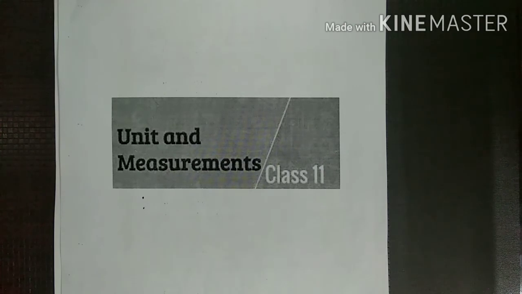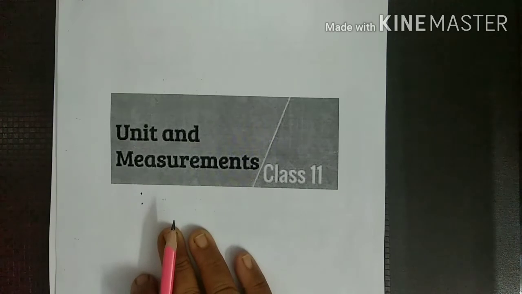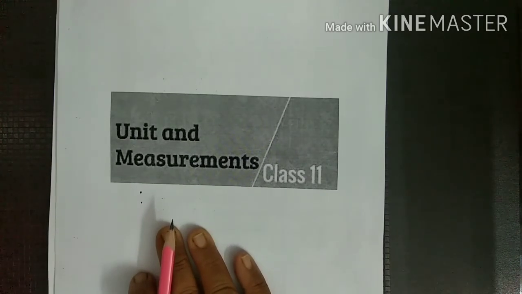Now we have to start our fourth lecture of lesson number 1 of 11th standard, that is units and measurements. Students, in the last lecture we have seen the use of dimensional analysis. That means the first use of dimensions is to check the correctness of a physical equation.